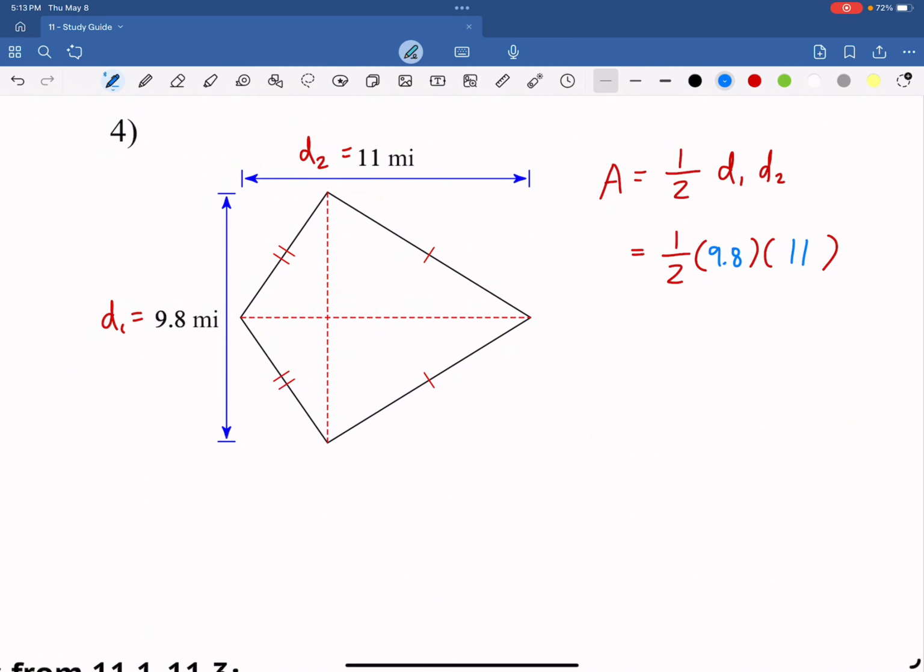Now, you could just multiply these up, and then you could just say divide by 2, means the same thing. For the sake of time, I do want this video to be pretty quick. All three of these numbers, right? If you multiply 1/2 times 9.8 times 11, you should end up with 53.9 miles. And it's squared once again because we're dealing with area. We're finding the area of this kite right here, right? This shaded region, two-dimensional.